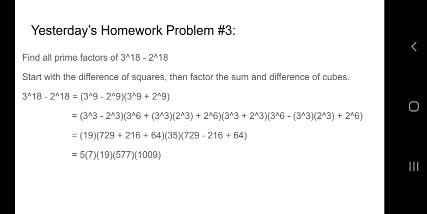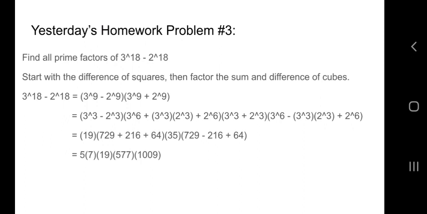If we simplify the 729 plus 216 plus 64, we get 577. Actually, no, we get 1009. Sorry, I just switched the order there. And then if we simplify 729 minus 216 plus 64, we get 577. And you should all know that 5 is prime, 7 is prime, and 19 is prime. It's a little bit harder to check that 577 and 1009 are prime. I suppose you could just assume they are and hope for the best, hope you're right.